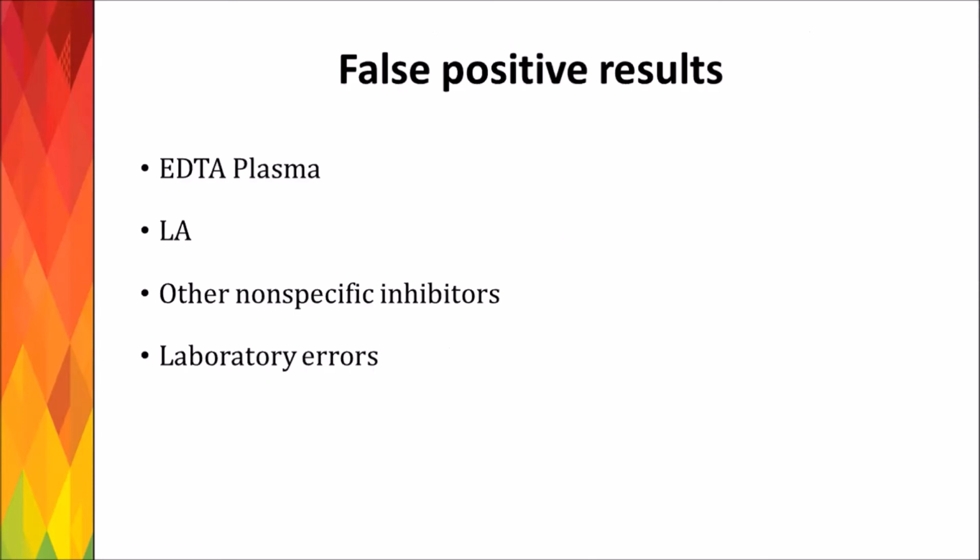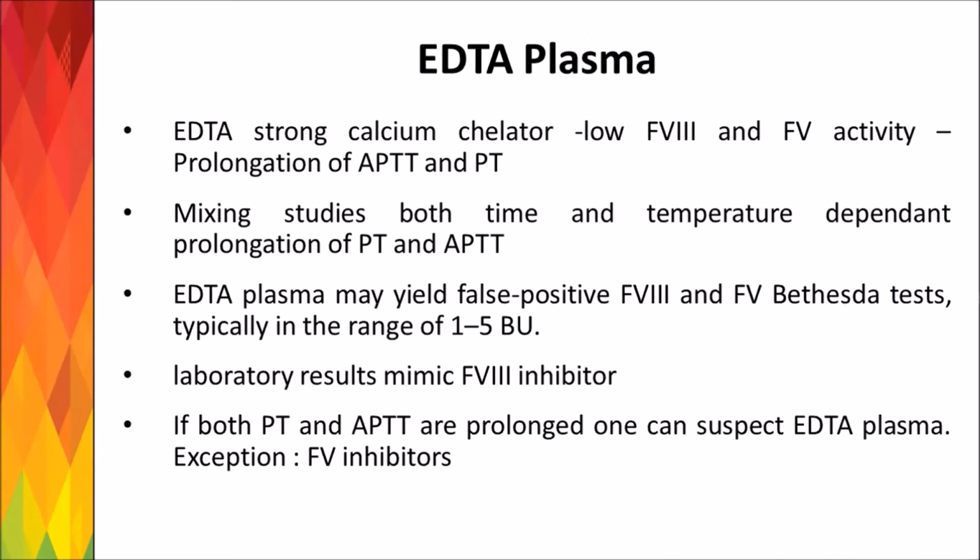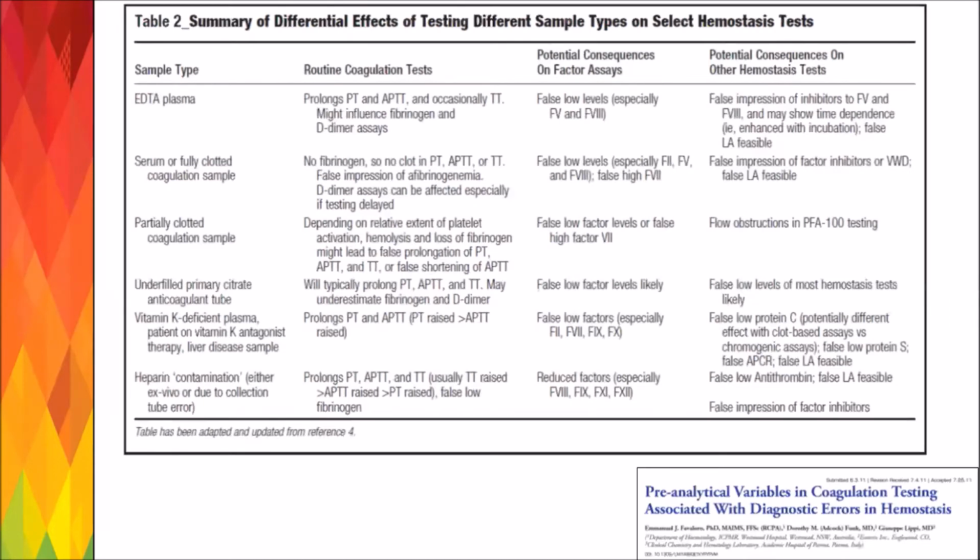Now coming to when would you get false positive results? You can get false positive results if you use an EDTA plasma. So, very important for all coagulation tests, use a citrated collected blood and that plasma. EDTA being a strong calcium chelator causes prolongation of APTT and PT, and it even affects the coagulation tests. So this is one reason.